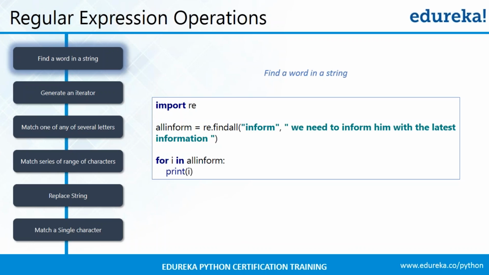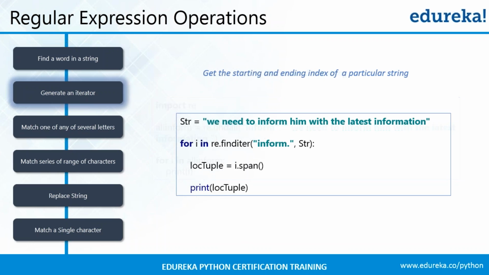So we have seen how to find a word in a string. Next, we are going to understand how to generate an iterator. Basically, what I'm going to do is get the starting and the ending index for the word that I'm searching. Over here I'm searching inform, so it'll give me the starting as well as the ending index for all the matches that it finds. So let us go ahead and execute this practically.